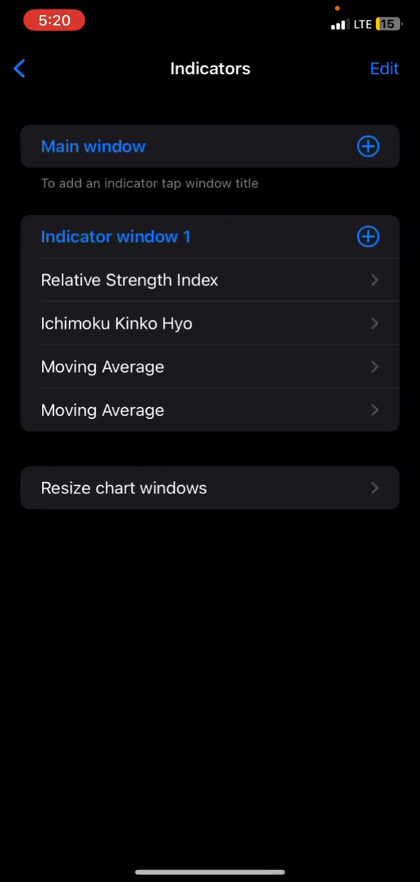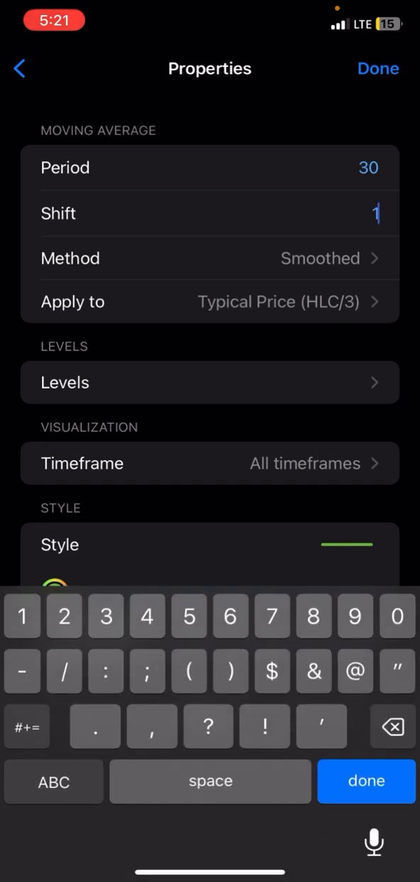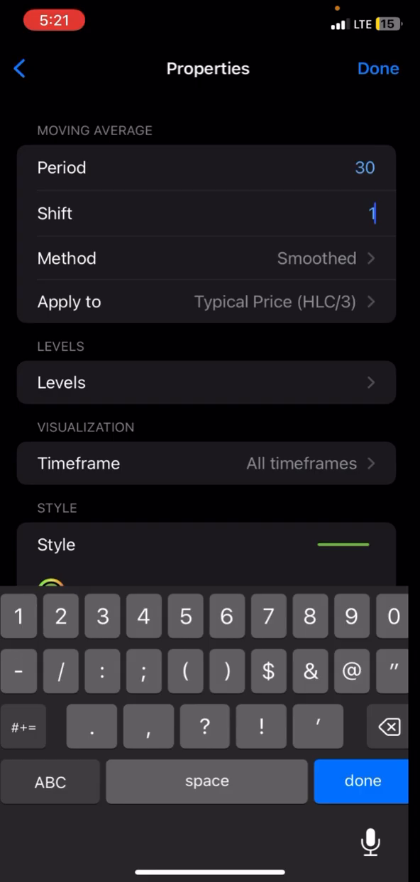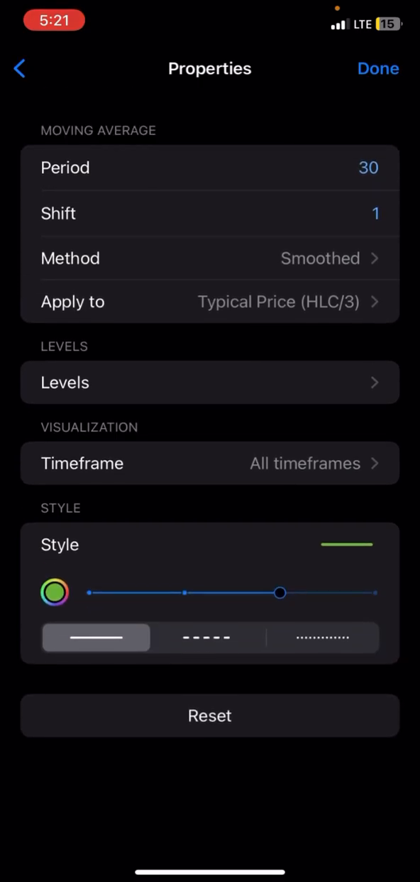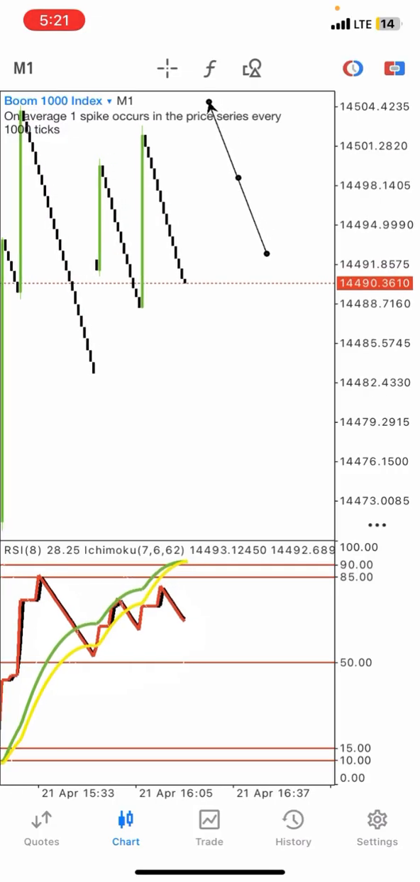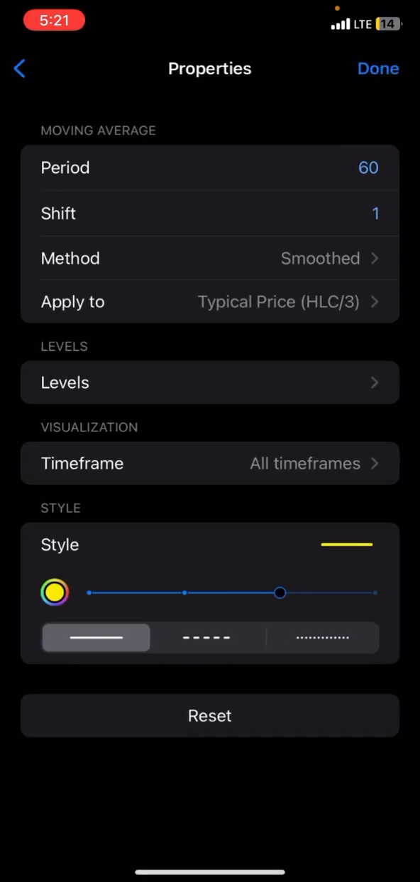You're bringing in your first moving average. Click on it. The period is 30, shift is 1, method is smoothed, apply to typical price. The color here is green, but you can choose any color that you like. Click on done, and you add the second moving average, which is the last moving average and the last indicator.